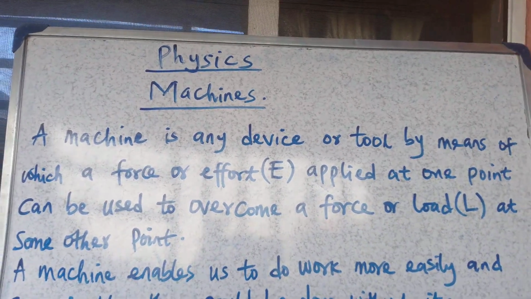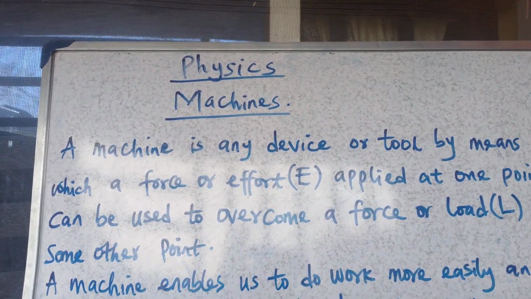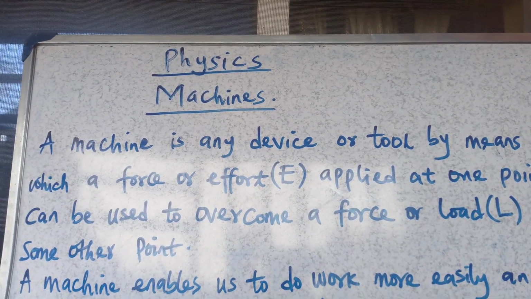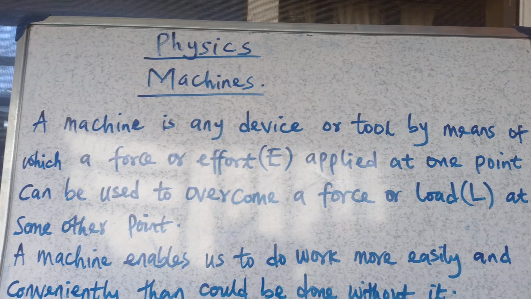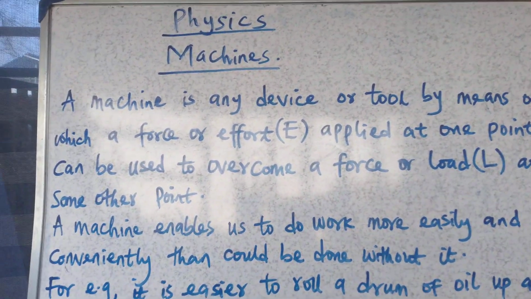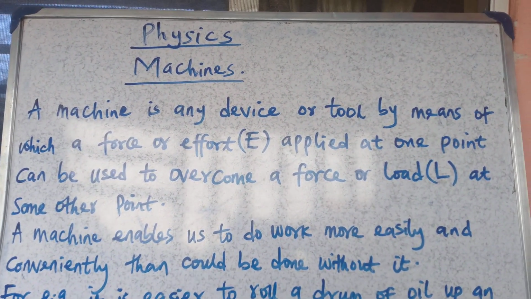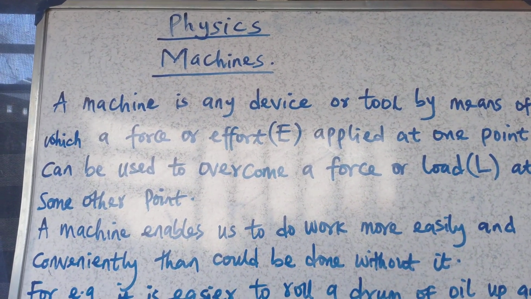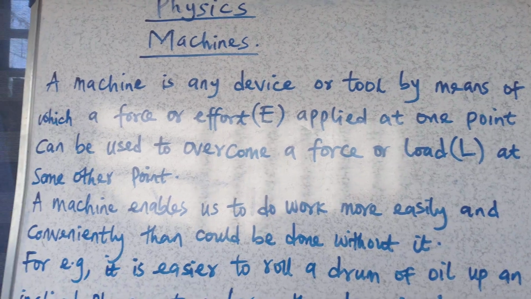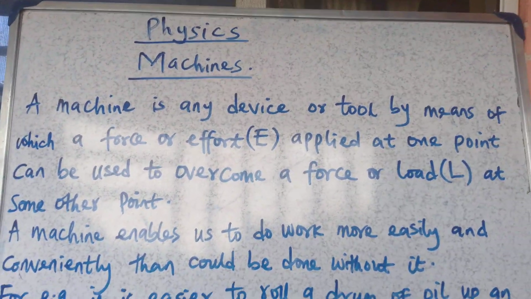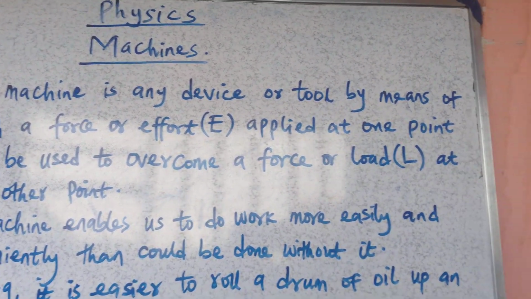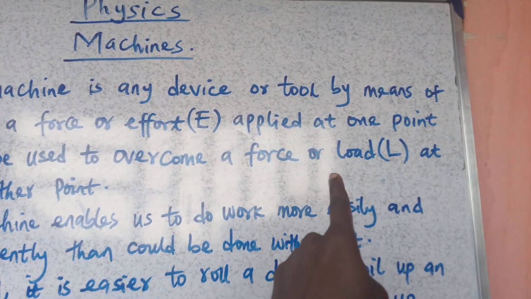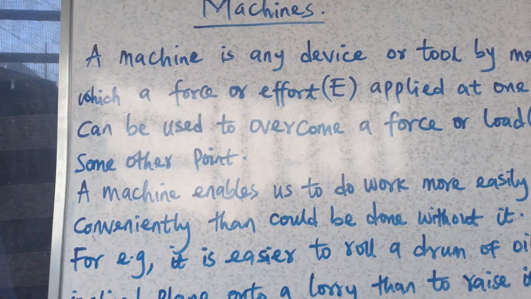Alright, good day viewers. Today we'll be looking at machines in physics. A machine is any device or tool by means of which a force or effort, E, applied at one point can be used to overcome a force or load, L, at some other point. So on the application of effort, load is overcome at some other point.